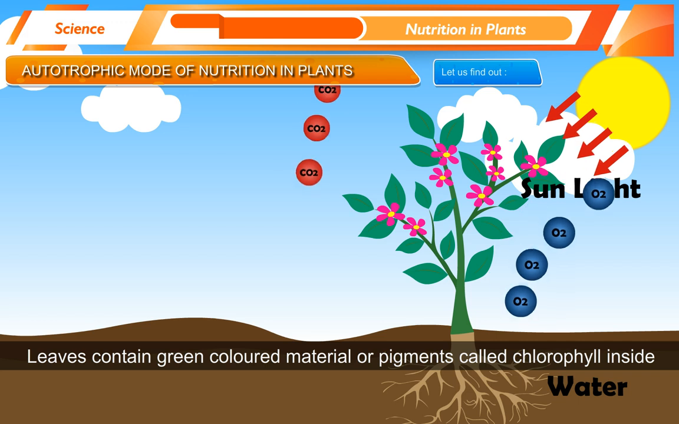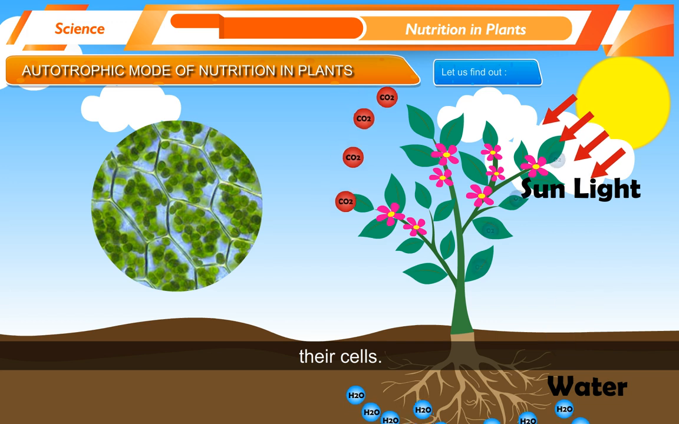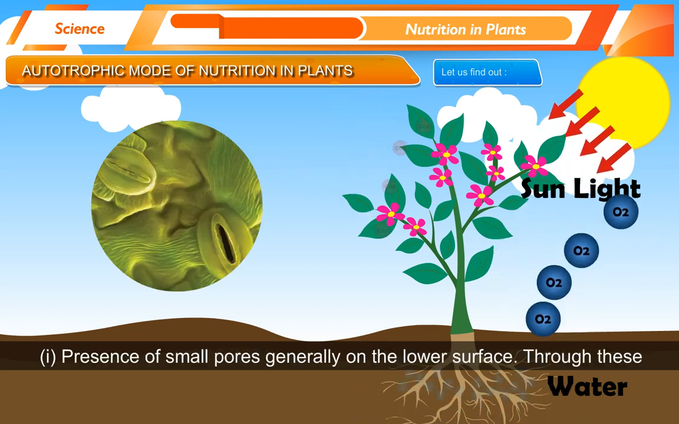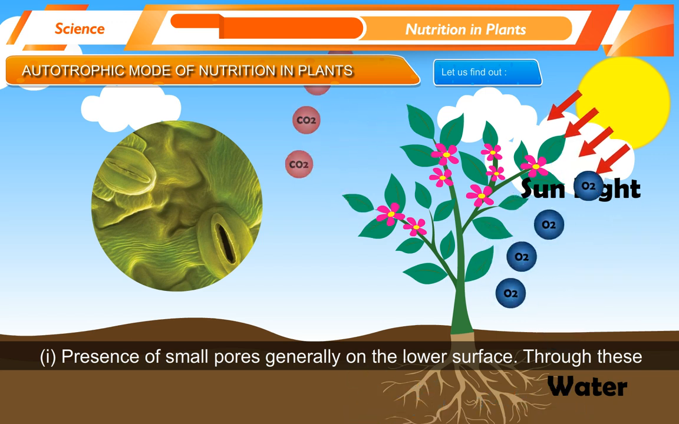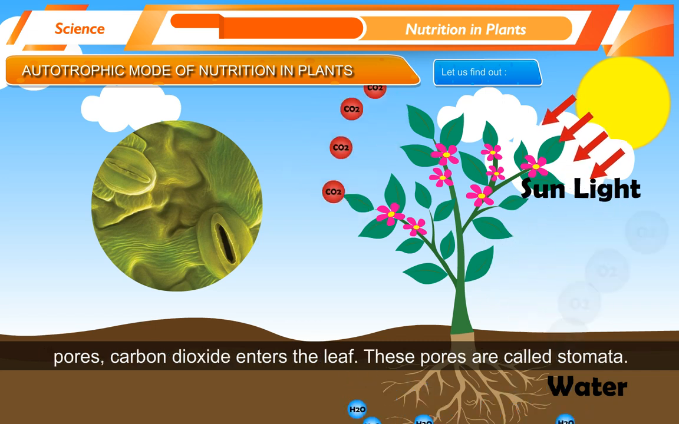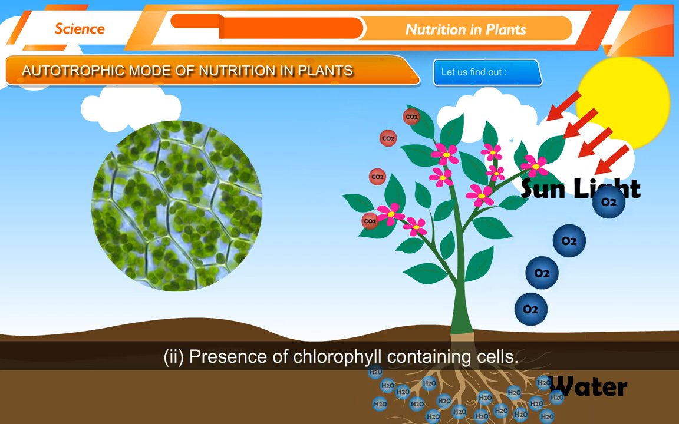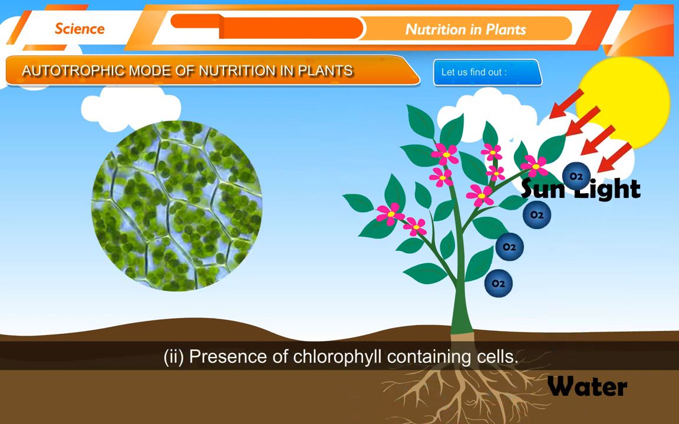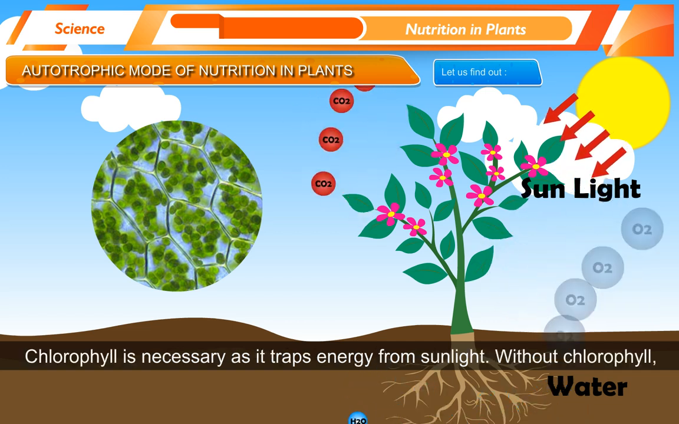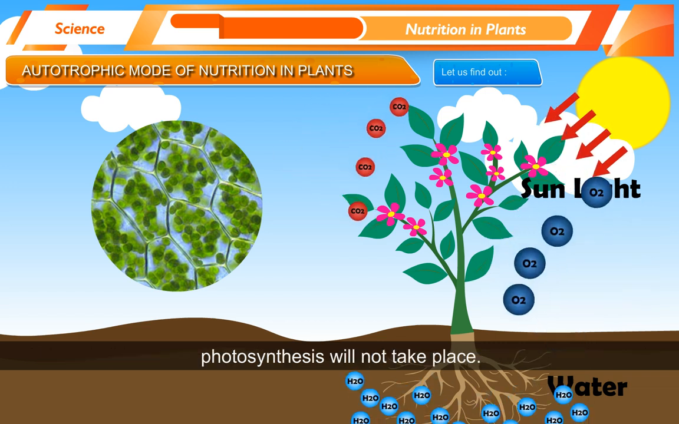Leaves contain green-colored material or pigments called chlorophyll inside their cells. Role of a leaf in photosynthesis. 1. Presence of small pores generally on the lower surface. Through these pores, carbon dioxide enters the leaf. These pores are called stomata. 2. Presence of chlorophyll containing cells. Chlorophyll is necessary as it traps energy from sunlight. Without chlorophyll, photosynthesis will not take place.